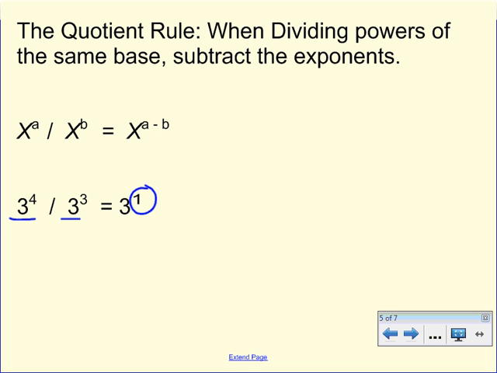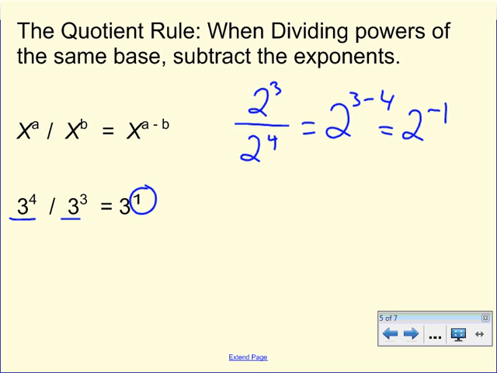Now this can also work even if I have a negative integer. So let's say I have 2 to the power of 3 divided by 2 to the power of 4. That's going to be 2 to the power 3 minus 4, which equals 2 to the negative 1. Now 2 to the negative 1, the negative just indicates that it's going to be the reciprocal. So I'm going to get 1 over 2. So the negative just means I'm going to get the reciprocal.